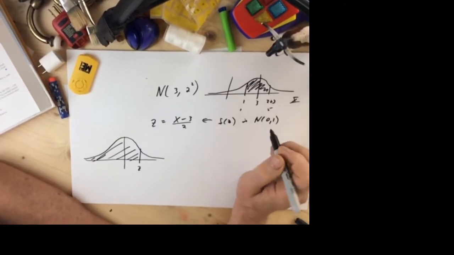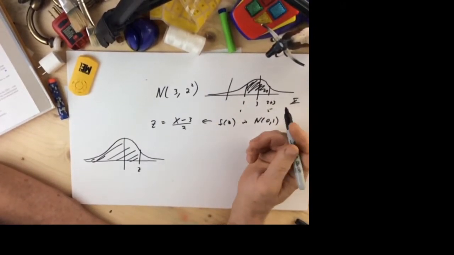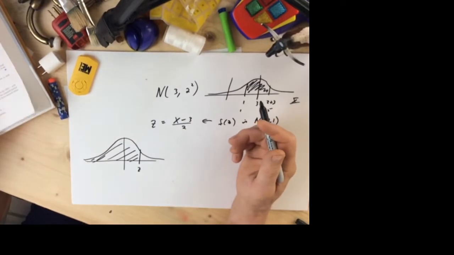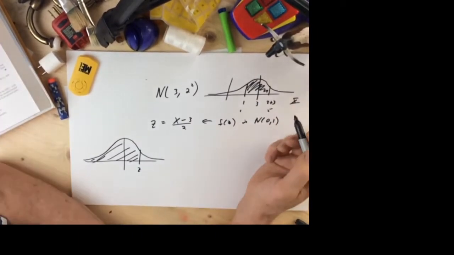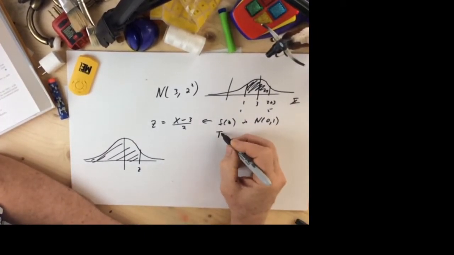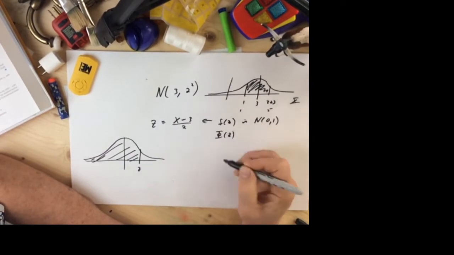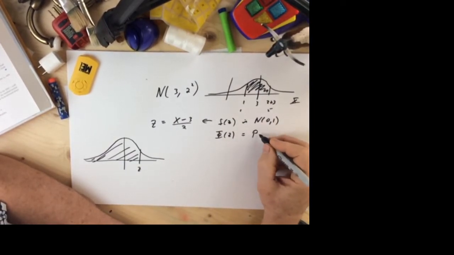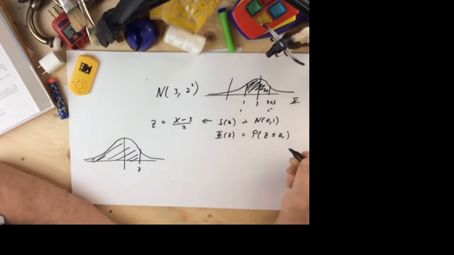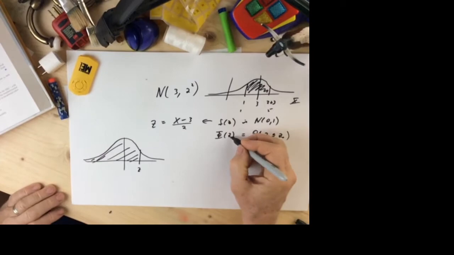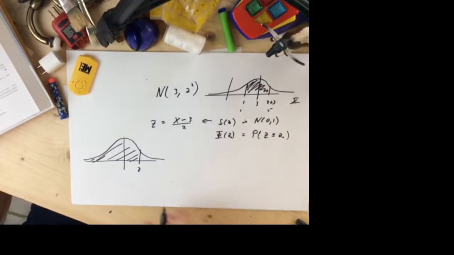Now, the normal 0, 1 curve is used so much that we have a standardized term for its CDF, and that is phi of z. It is the probability that z is less than or equal to some z naught. And so, that's what you calculate.